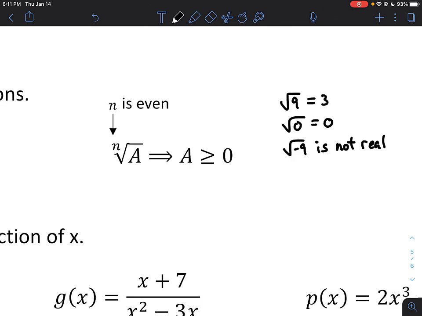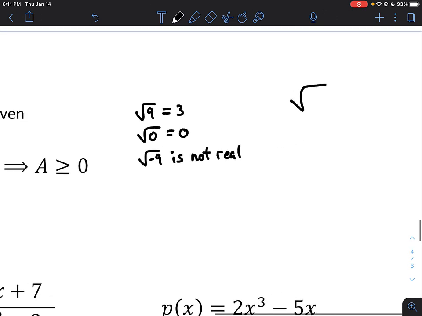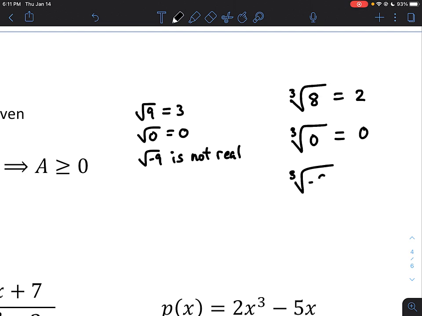Not true for odd roots. Just as a quick reminder, right? If you do an odd root, like a cube root of 8, you get 2. Cube root of 0, you get 0. Cube root of negative 8, you can do. You get negative 2, right? Because negative 2 cubed is negative 8. So you can odd root positives, negatives, or 0. But you can only even root positives or 0. You can't even root negatives if you want to stay working with real numbers.